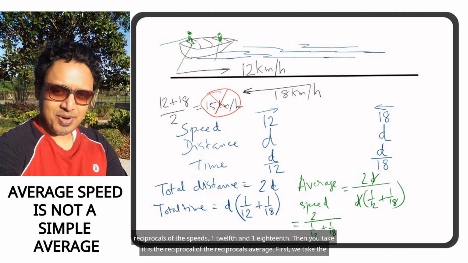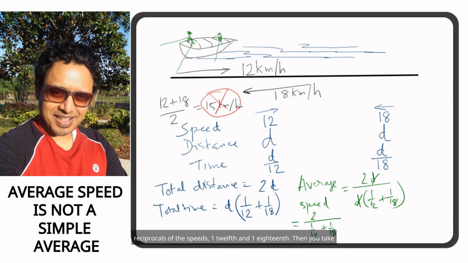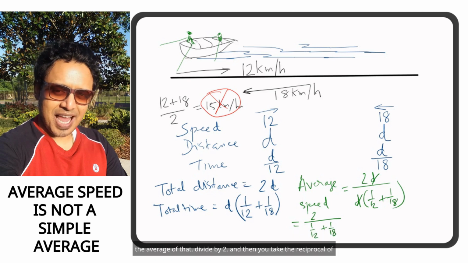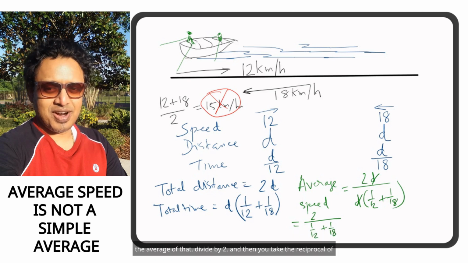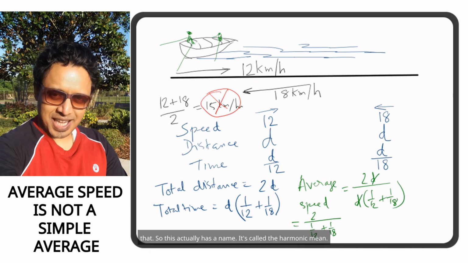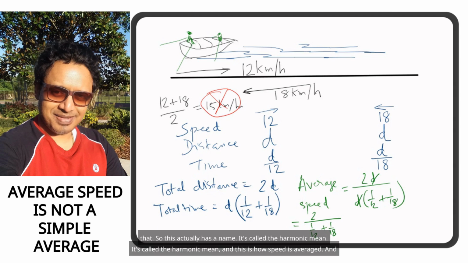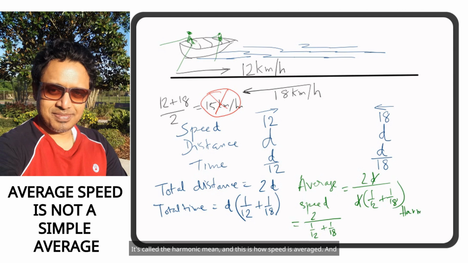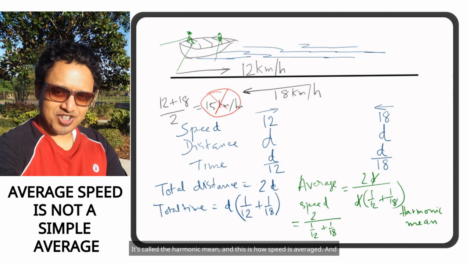First, we take the reciprocals of the speeds, 1/12 and 1/18. Then you take the average of that, divide by 2, and then you take the reciprocal of that. So this actually has a name. It's called the harmonic mean. And this is how speed is averaged.